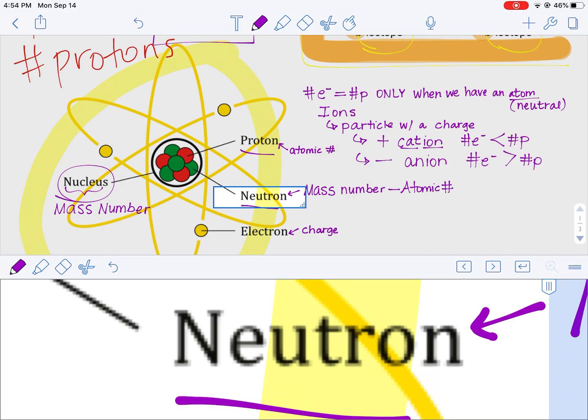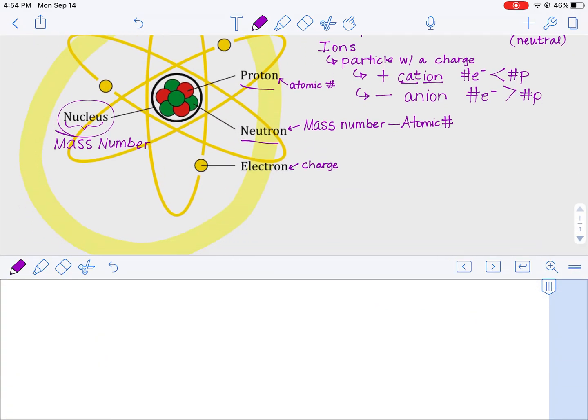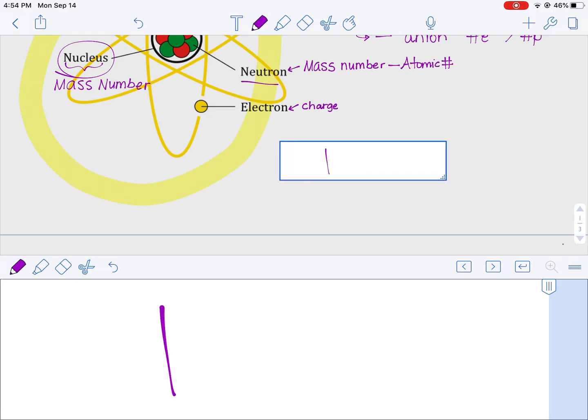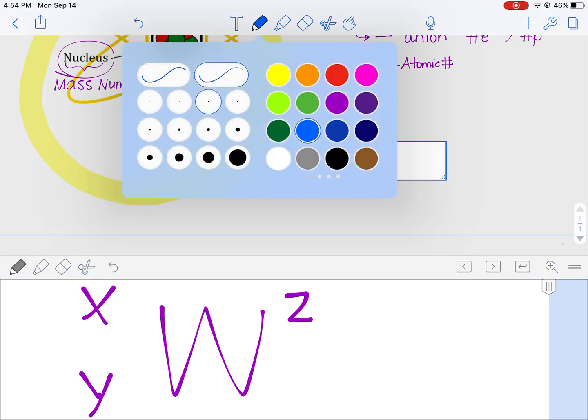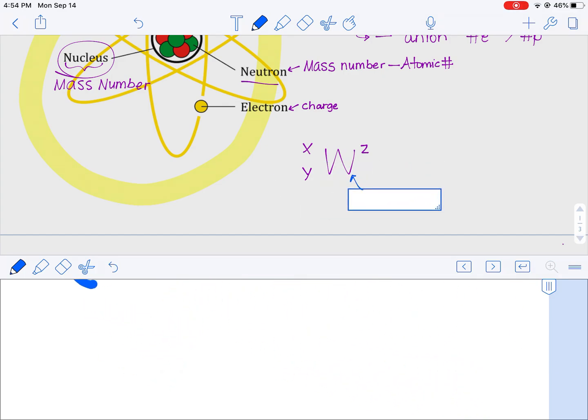And we summarize this with a notation that I refer to as the WXYZ notation. The WXYZ notation. Information in the W spot will always be the element's symbol.